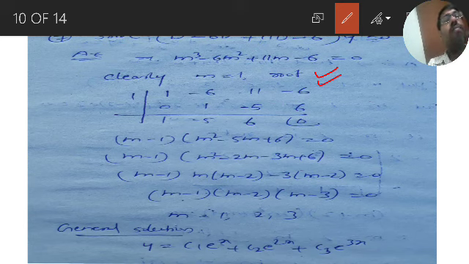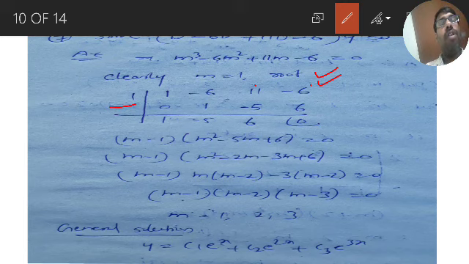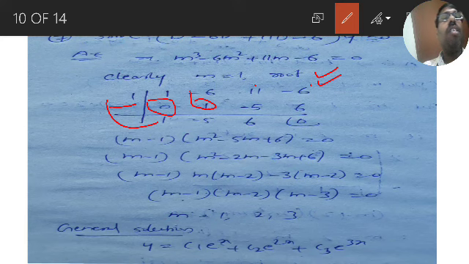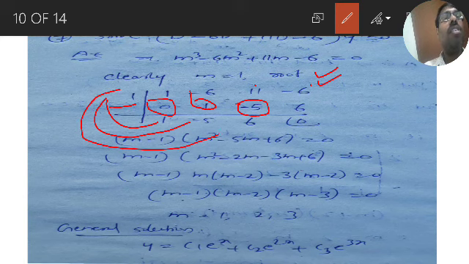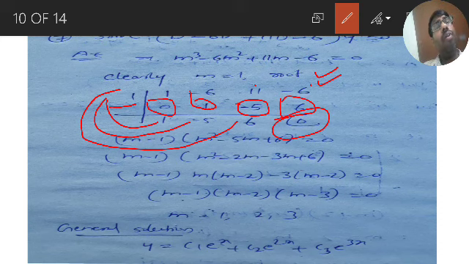Now take the coefficients: m cube coefficient 1, m square coefficient minus 6, m coefficient 11, and constant minus 6, divided by the root m equal to 1. Put the 0, 1 plus 0 is 1, 1 into 1 you get 1. Minus 6 plus 1 is minus 5, 1 into minus 5 is minus 5, 11 plus minus 5 is 6, 1 into 6 is 6, minus 6 plus 6 is 0. The last term will be 0 because we are dividing with the root.